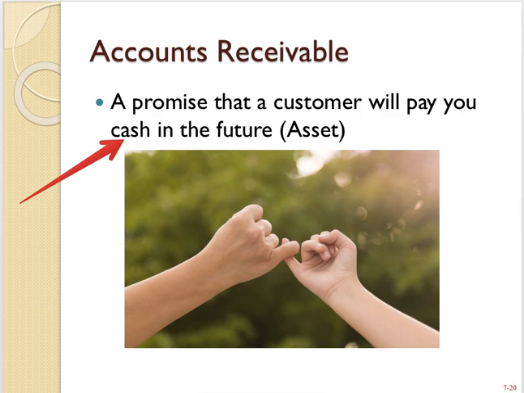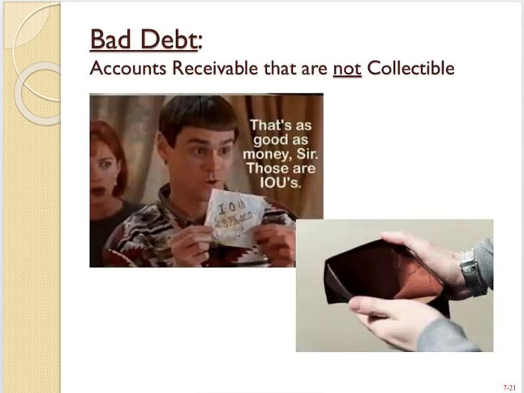But the problem is that we don't always get future cash, okay? Some accounts receivable are what we call not collectible, meaning the customer has made a promise, like this IOU here, but when it's time to pay on that promise, they look in their wallet or they look in their bank account and they're like, sorry, I don't have the money to pay you. So that means the accounts receivable are not collectible, and we refer to that in accounting as bad debt.